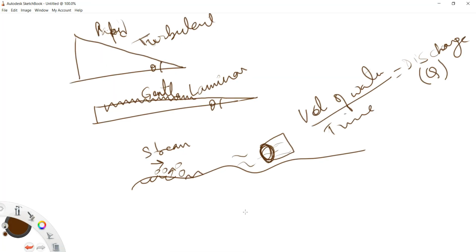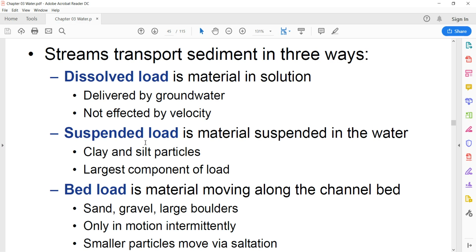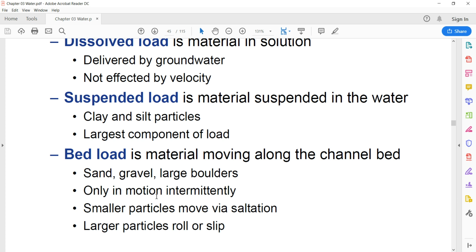The bed loads are the heavy sediments which are sitting on the bed. The river does not have enough energy to pick them up in the river channel, so they will just be rolling over. If this is your stream, these are the heavy sediments, just rolling or hopping over. This is called saltation movement, where they are hopping over by the overflowing river stream. On the other hand, you have smaller sediments which remain suspended in the river channel. Those are called suspended load. So now you have three types of sediments present in the river stream: one is dissolved, another is suspended, and the third one is bed load.